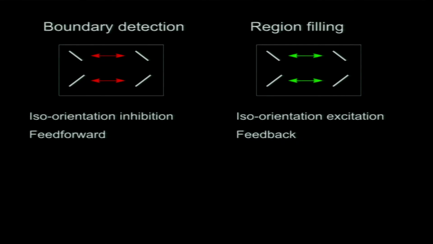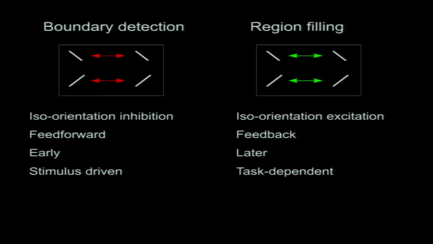Okay, so a prediction now becomes that boundary detection is an early process, is stimulus-driven, and the region filling happens a little bit later because it depends on the loop through the higher visual areas, and it should be task-dependent. Now, to test this, we recently did a study in which we had monkeys looking for this square figure on the background of a different orientation on some of the days. These were the days that they were supposed to attend the figure.